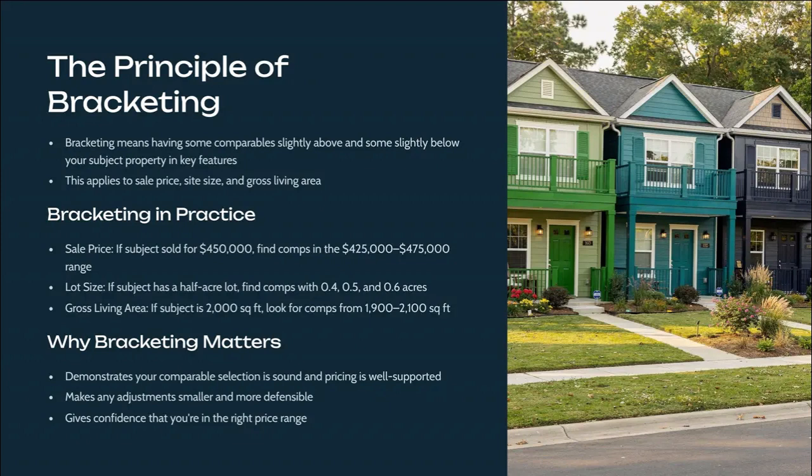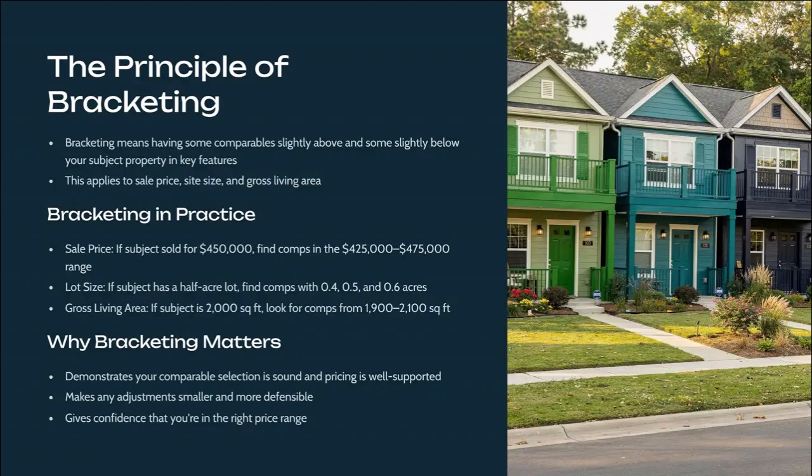Consider a subject property with 2,500 square feet and updated finishes. Ideal bracketing might include a 2,200 square foot comparable with similar updates, a 2,800 square foot comparable with similar updates, and a 2,500 square foot comparable with original finishes. This selection brackets both size and quality, providing multiple reference points for your value analysis.